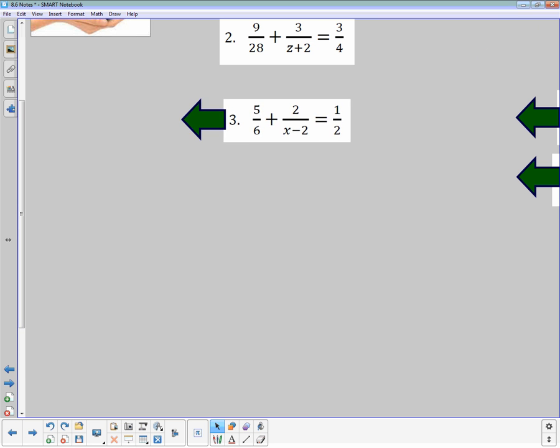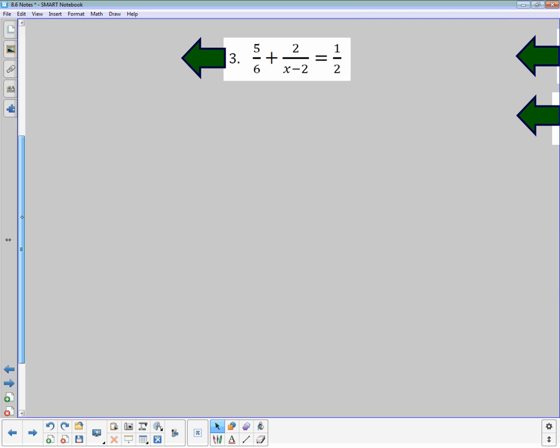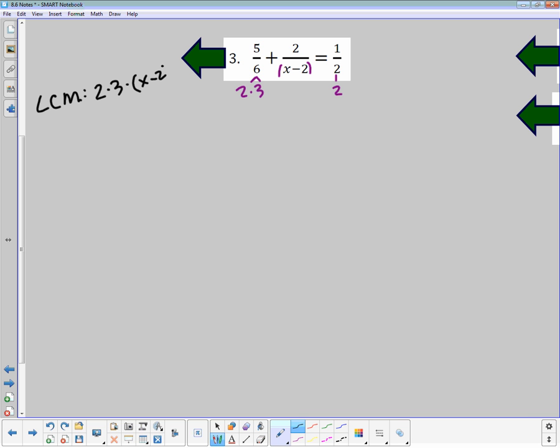here it is. In number 3, I have 5 over 6 plus 2 over x minus 2 is equal to 1/2. So if I look for the LCD, that's what I'm going to start with. This one is 2 times 3. This one just has a factor of x minus 2, and this one is just a 2. So the LCD here, or the LCM of the denominators, I need one factor of 2, one factor of 3, and one factor of x minus 2.